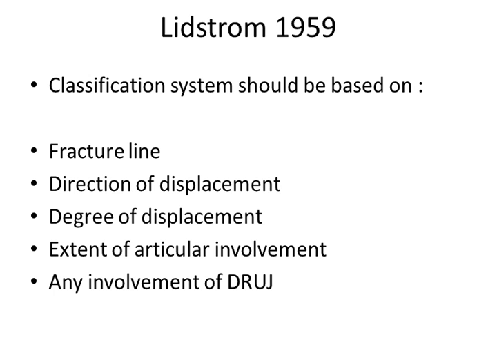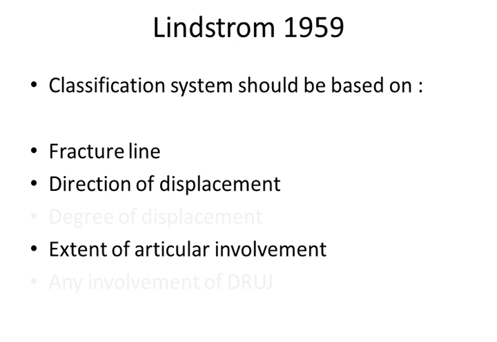Lidstrom himself actually did say that if you come up with a classification for the distal radius, you should base it on a few things. The fracture line, you should be able to tell the direction of displacement. Also be able to quantify the degree of displacement because that affects treatment and prognosis. The extent of articular involvement and any involvement of the DRUJ. So even when he came up with his classification system, he was only able to base it on 3 factors. He was not able to account for the other 2 factors.